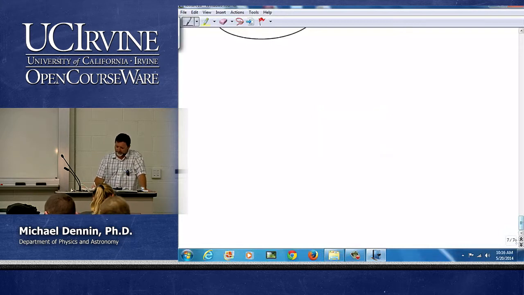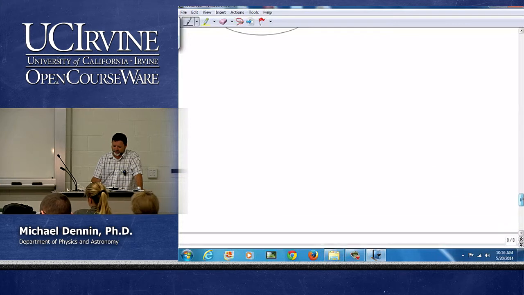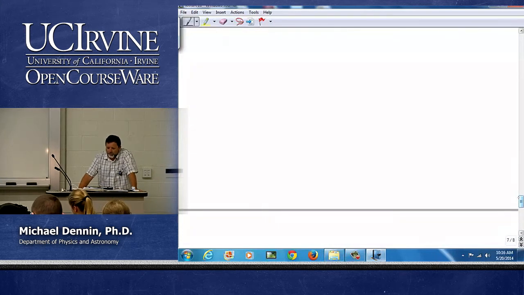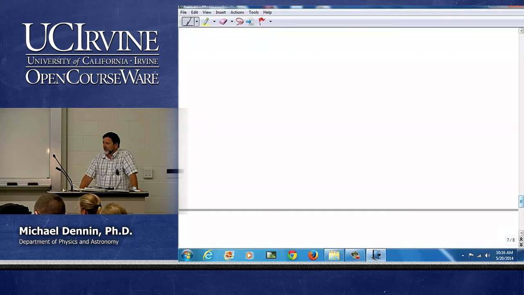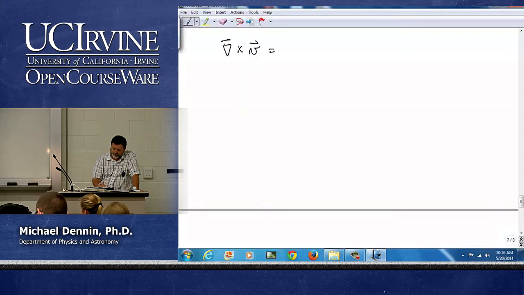We introduced index notation earlier, and we introduced epsilon ijk. One of the things it's really useful for is proving certain vector identities. So let's look closely. We've just seen that the curl of v should equal 0 if v equals the gradient of phi.